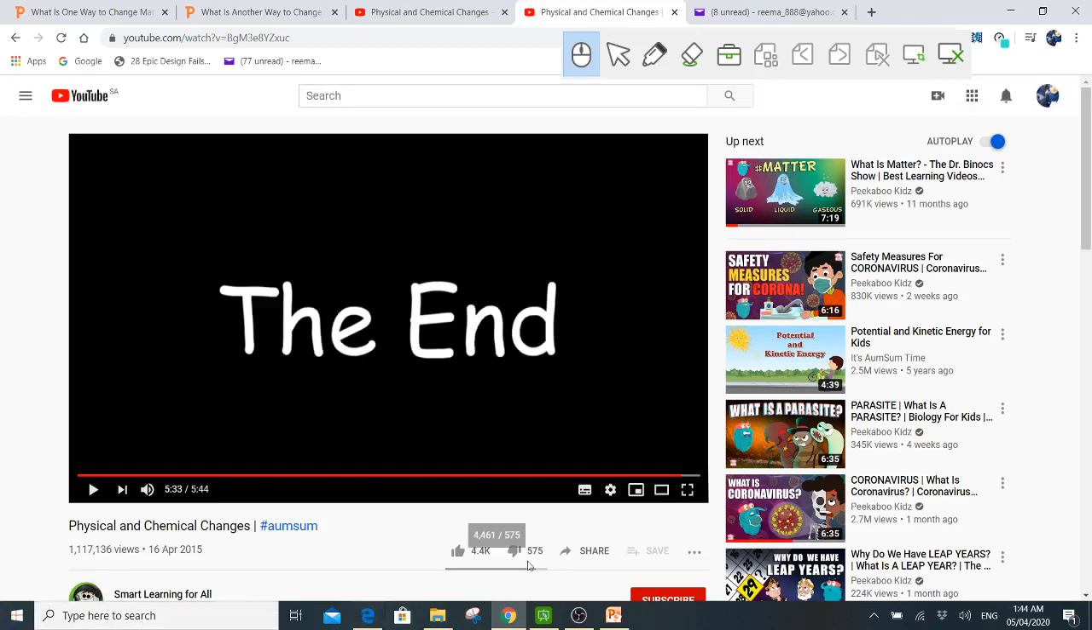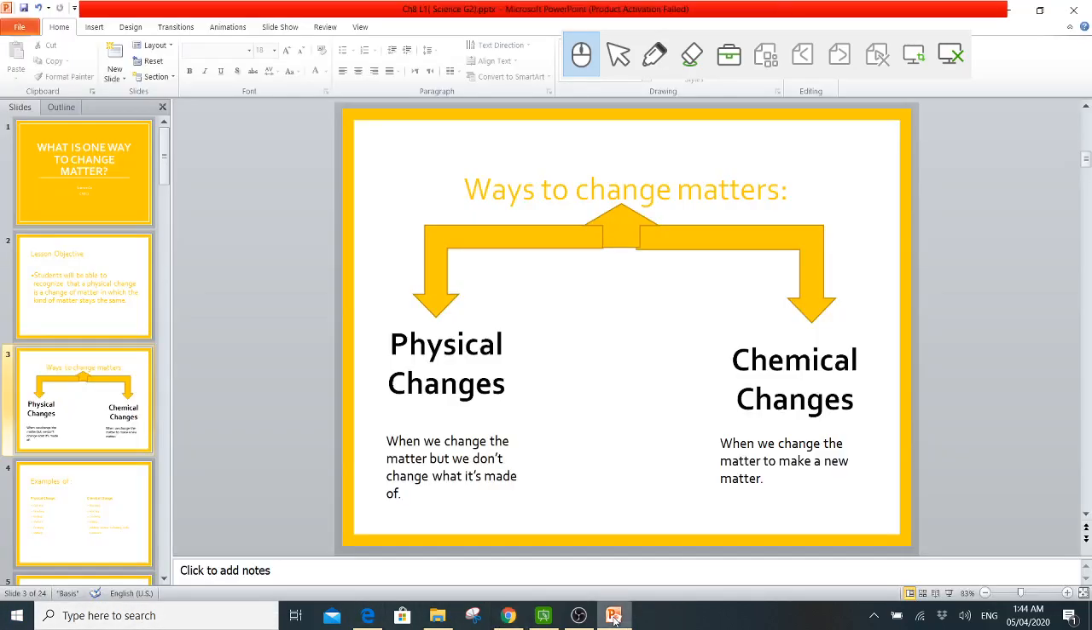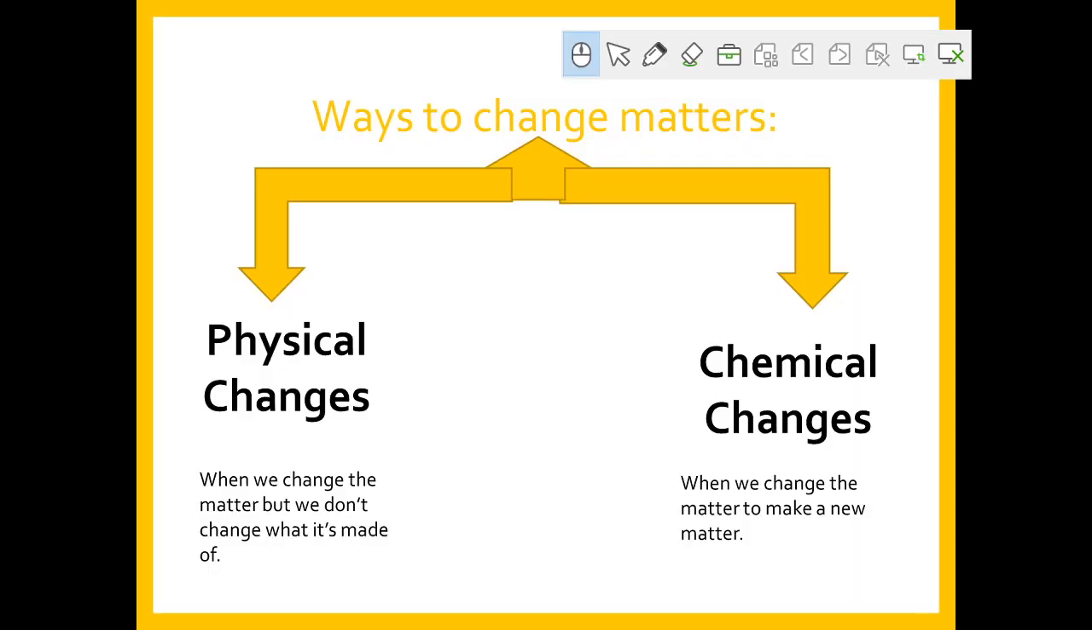I hope you understood the physical change and the chemical change. In the physical change, the matter stays the same. In the chemical change, the matter changes into a new substance. Okay. We said we will focus on the physical change.